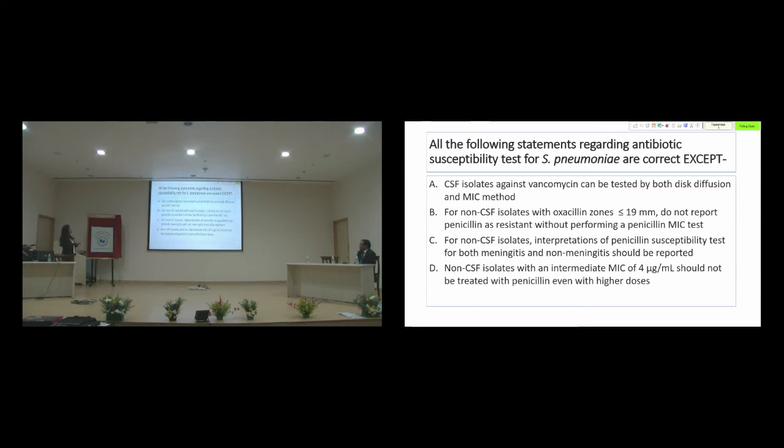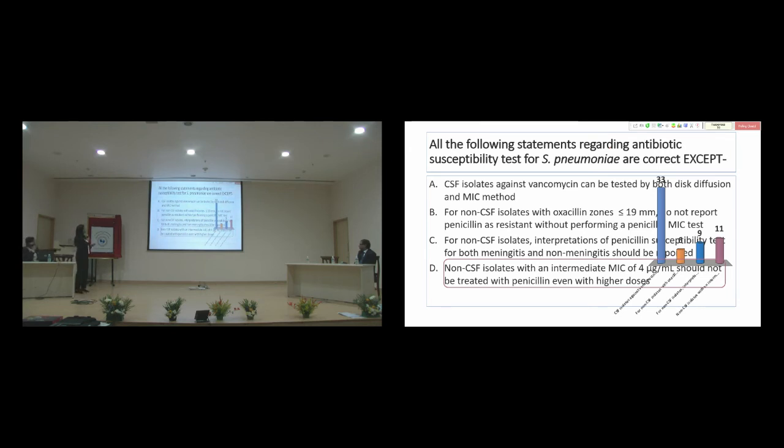Which of the following here are wrong? So all of the following statements regarding antibiotic susceptibility for Streptococcus pneumoniae are correct, except. So what is the answer here? This is the answer, okay. So other answers are correct.